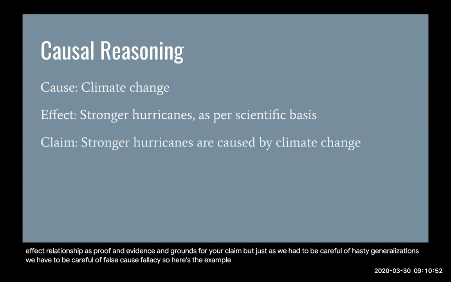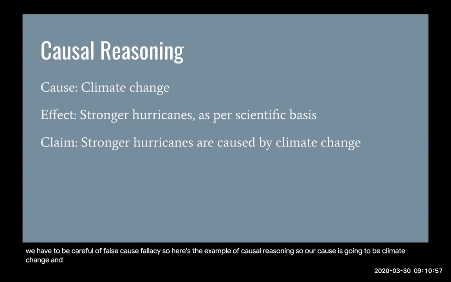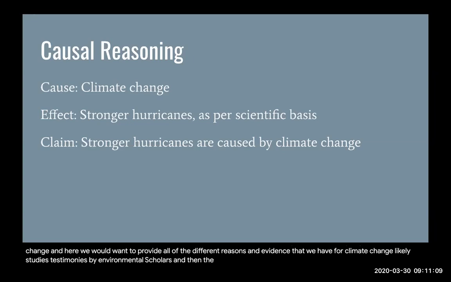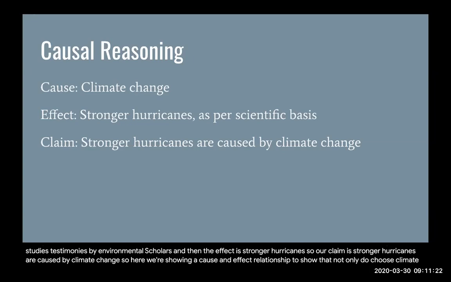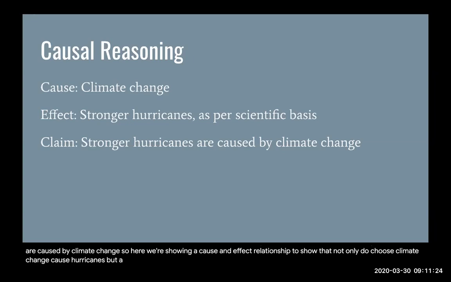So here's the example of causal reasoning. Our cause is going to be climate change, and here we would want to provide all of the different reasons and evidence that we have for climate change, likely studies, testimonies by environmental scholars, and then the effect is stronger hurricanes. So our claim is stronger hurricanes are caused by climate change. Here we're showing a cause and effect relationship to show that not only does climate change cause hurricanes, but it causes stronger hurricanes than what would naturally occur.